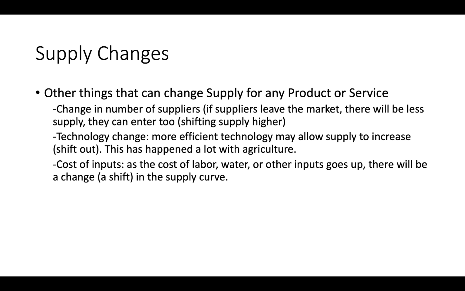Related, cost of inputs. As the cost of labor, water, or other inputs go up, there could be a shift in the supply curve too. In that case, if costs are going up, the supply curve would shift back, or decrease the supply. But if things were getting cheaper, then the supply curve could shift out. So I hope this clears up some things. I would ask you to go through this a couple times, read the article, and try to really understand these points. I think it'll help you out a lot going forward.